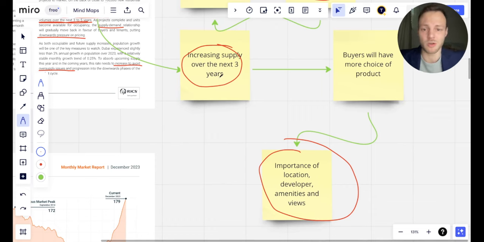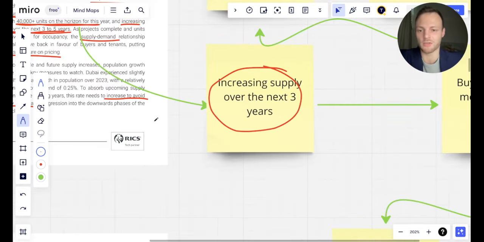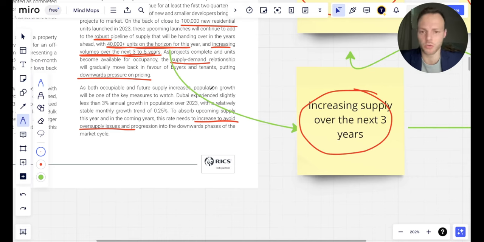Like any market, there's still really good investment opportunities. It's just you need to be very wary of where you are investing and who you're investing in. This is where the importance of the developer becomes very important over the next few years. As both occupiable and future supply increases, population growth will become one of the key measures to watch.